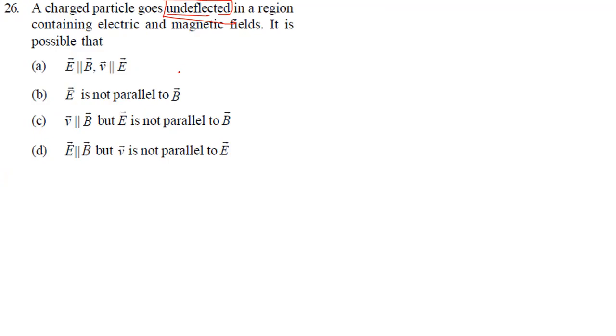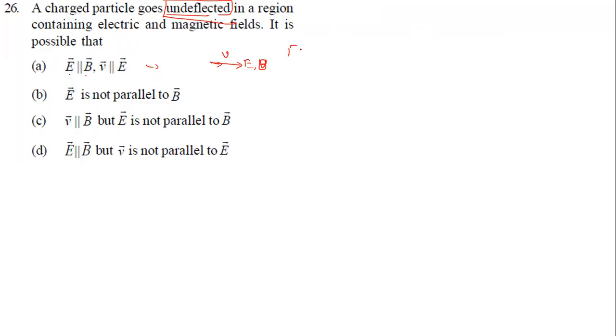Now look at the options one by one. E is parallel to B. Okay, first option they're saying E is parallel to B, which means they are in the same direction, like this. Okay. Now V is parallel to E. So it is also what now? Same direction. Okay, so all are in the same direction.